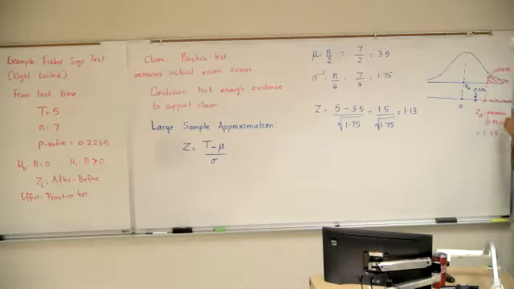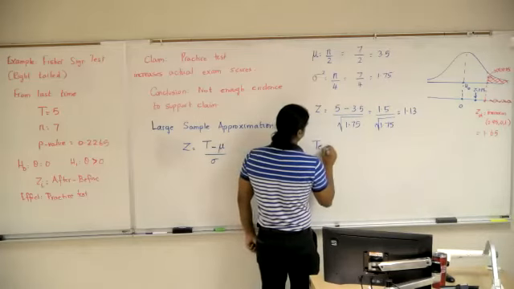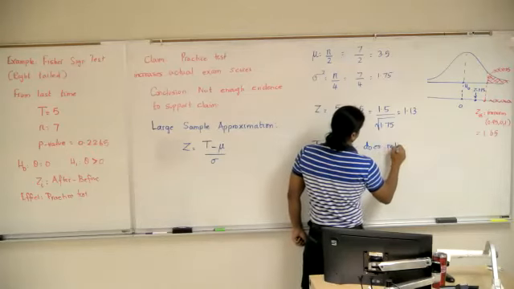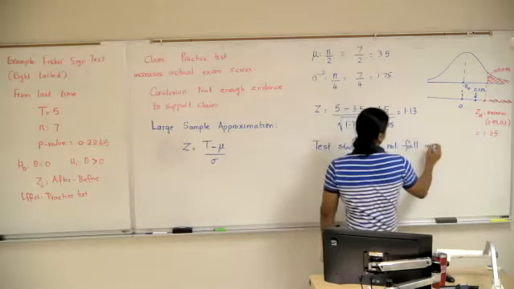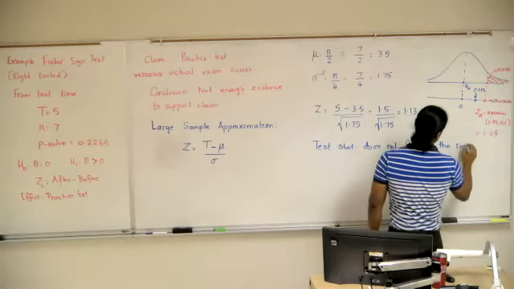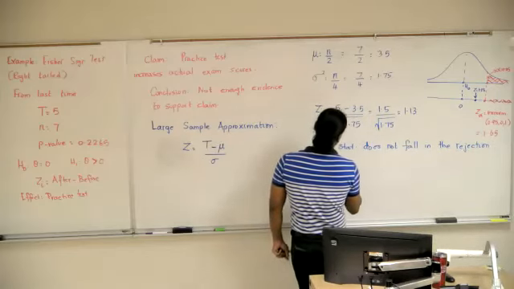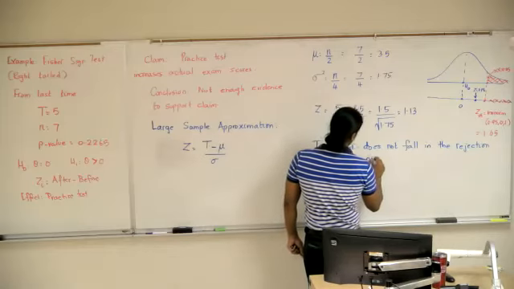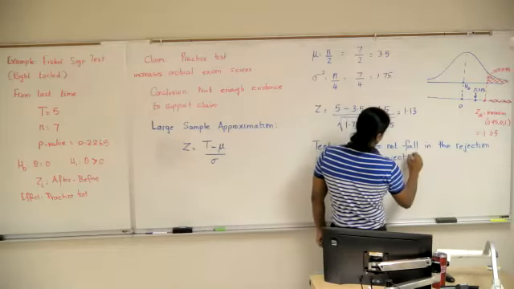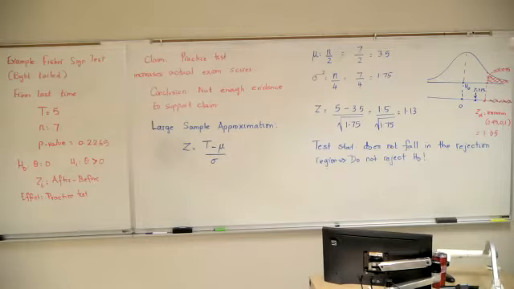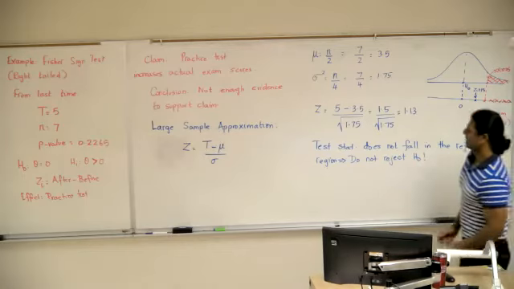Did the test statistic fall in the rejection region? No. So we do not reject the null, indicating that there is not enough evidence to support the claim, just like the exact test.